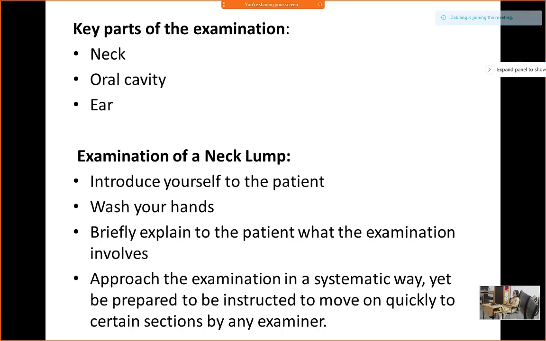Examination, like any other examination elsewhere in the body: you should introduce yourself to the patient, create a good rapport so that they gain your confidence, wash your hands, briefly explain to the patient what the examination involves, and then approach the examination in a very systematic way. You also have to be prepared to be instructed to move on quickly to certain sections by any examiner. Instruct your patient briefly what the examination involves so that they will cooperate with you along the process.